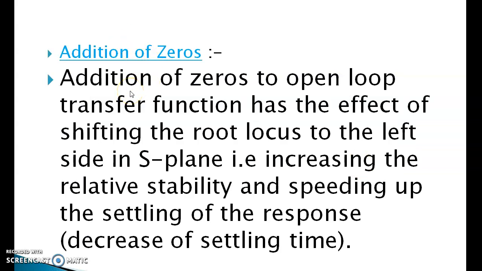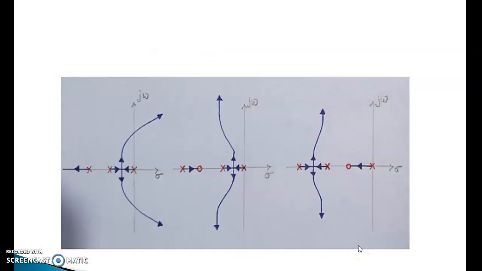Addition of zeros. Addition of zeros to the open loop transfer function has the effect of shifting the root locus to the left side in the S-plane, that is, increasing the relative stability and speeding up the settling of the response, a decrease of settling time.